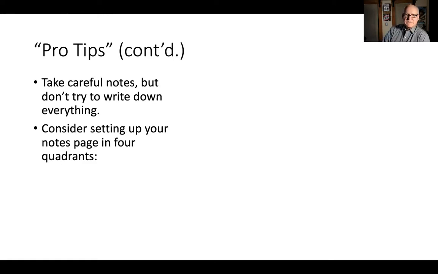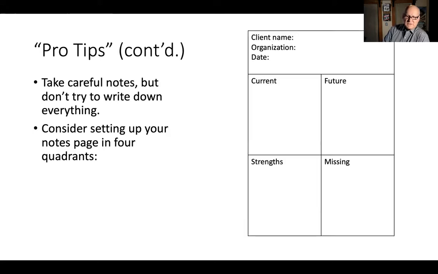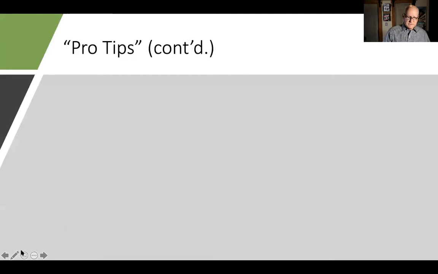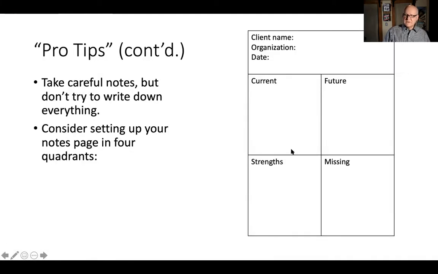What you might want to do is consider setting up your note page in quadrants. It's going to look like this. Here's a facsimile of a standard 8.5 by 11 note page. At the top, you've got the date and the name and so forth. And then you just divide into four. And we've got current conditions, future conditions, strengths, and what's missing. You can use those quadrants to help you keep your thinking straight, keep your notes straight. You may even want to write down the time hacks in there, 3 to 4 minutes, etc.